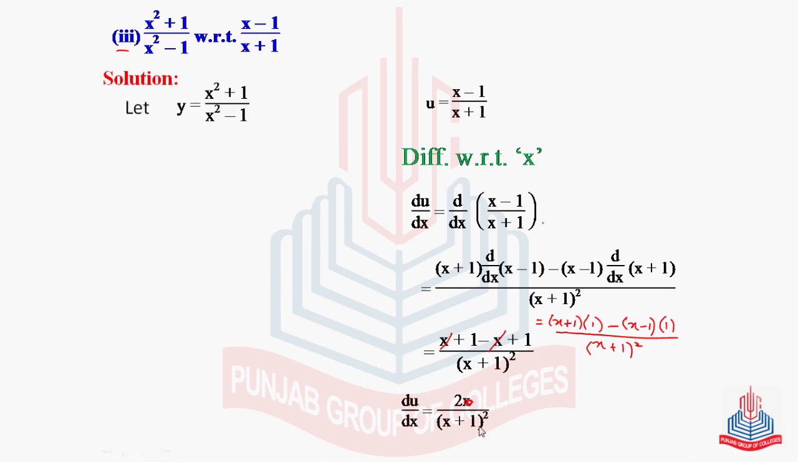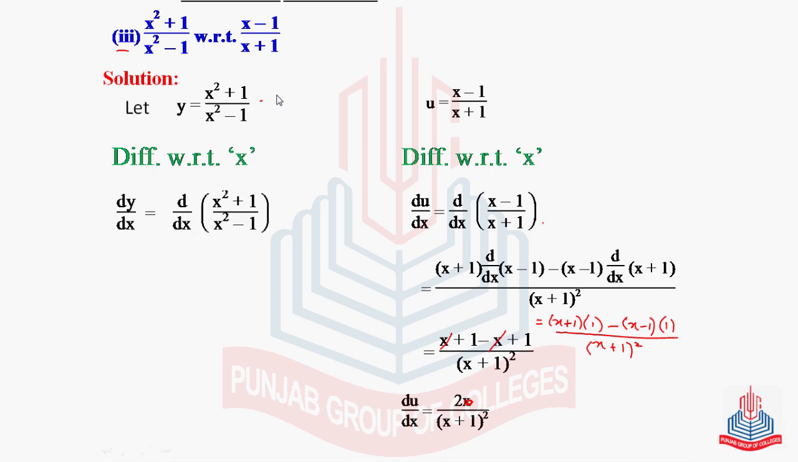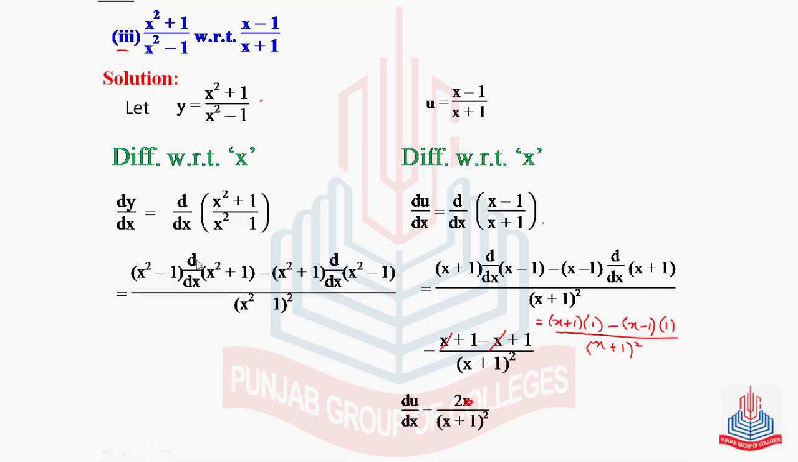Now let y is equal to (x square plus 1) divided by (x square minus 1). Differentiate with respect to x by applying the quotient theorem. We have (x square minus 1) whole square, and in the numerator x square minus 1 will be as it is, the derivative will apply on x square plus 1, and next x square plus 1 will be as it is, and the derivative will apply on x square minus 1. So applying derivatives, x square minus 1 will be as it is, and the derivative of this function will become 2x, because the derivative of 1 will be 0, and minus x square plus 1 as it is, and the derivative of x square minus 1 will be 2x, and this denominator is as it is.